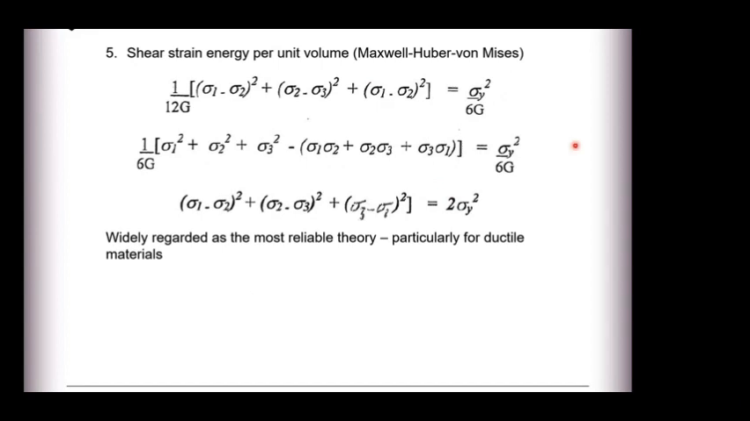Here we've got our von Mises failure criteria, written out in full here. So the shear strain energy per unit volume, you can see it's a weighted average of our principal stresses, when that's equal to the yield stress squared divided by 6 times the shear modulus. That's when we're likely to see failure. And again, you can see that's been simplified. Most of the time you'll see it written in that form there. So we've got sigma 1 minus sigma 2 squared, sigma 2 minus sigma 3 squared, sigma 3 minus sigma 1 squared. And that's equal to 2 lots of the yield stress squared. That's when you're likely to see failure.